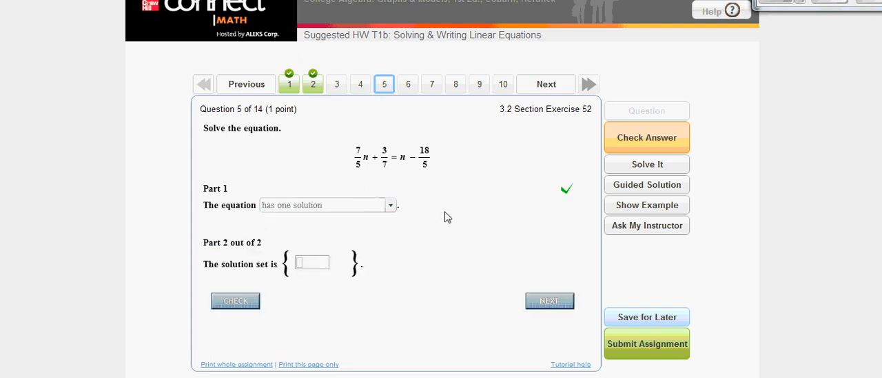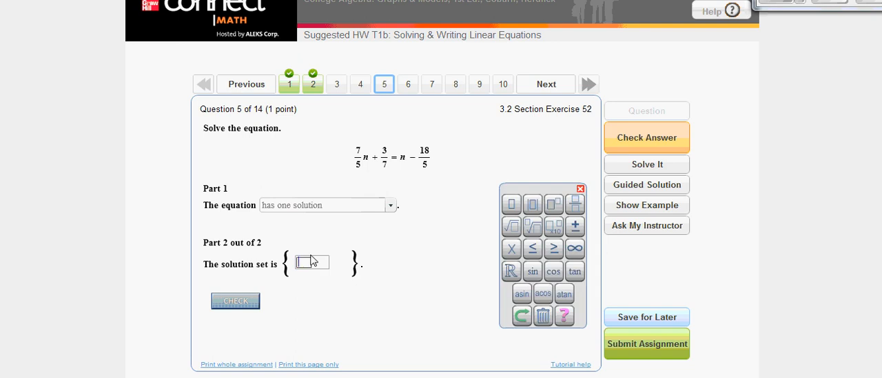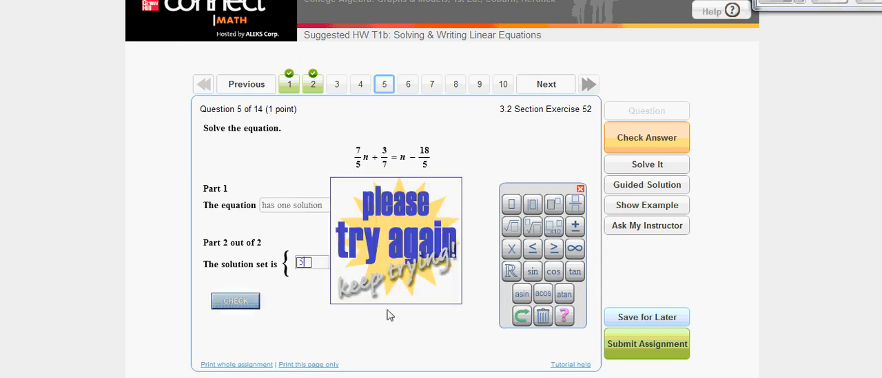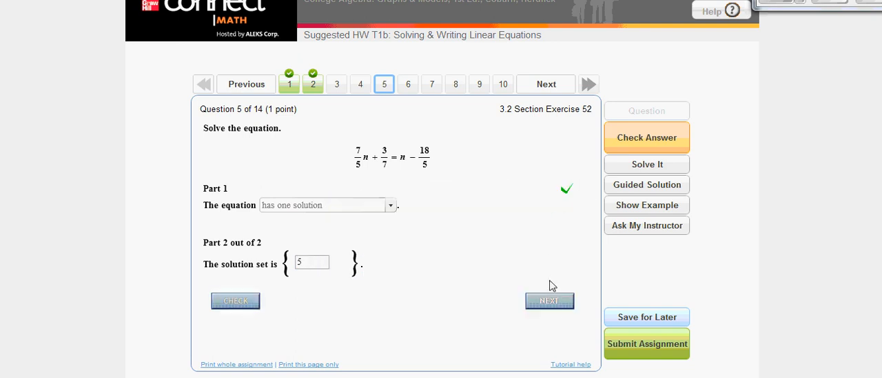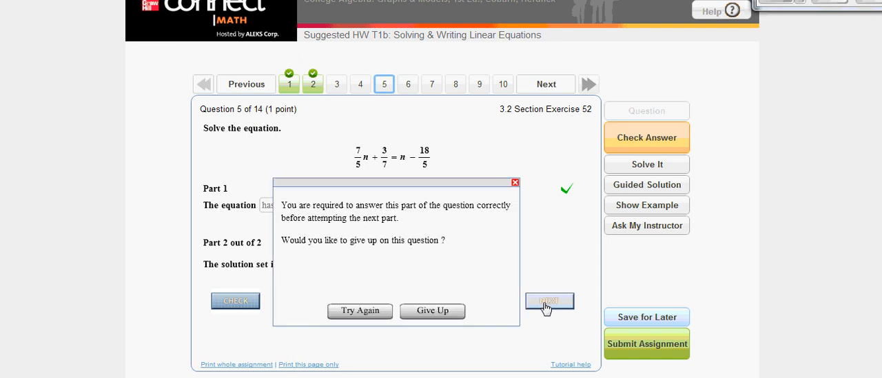Check, I get it right. The solution set is 5. I say check. Says wrong. Try again. I don't have time to try again, so I'm going to go ahead and move past it. It says, you are required to answer this question correctly before attempting the next part. Would you like to give up? I'm going to give up.